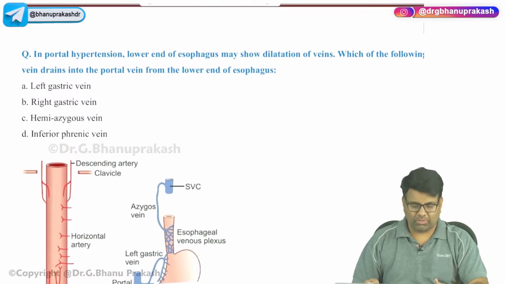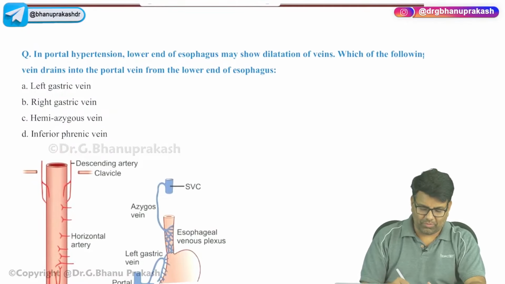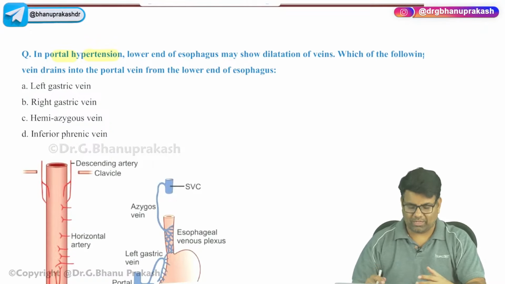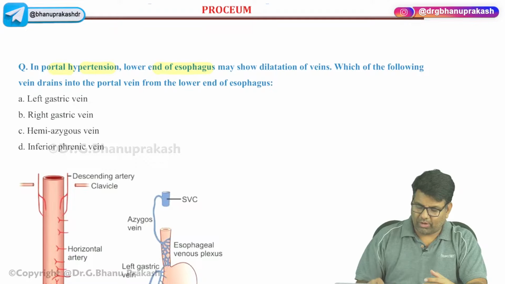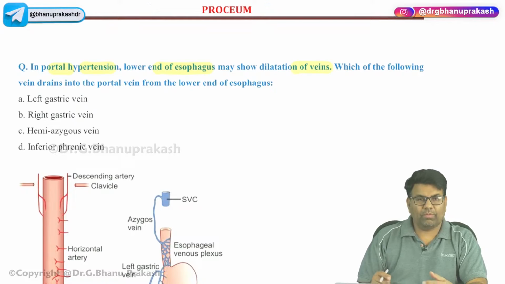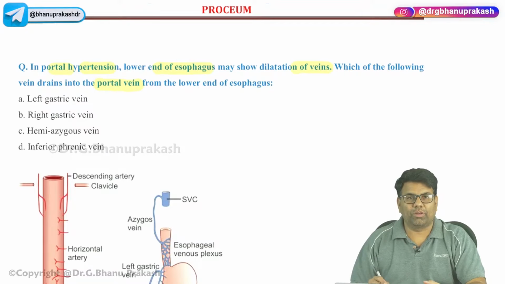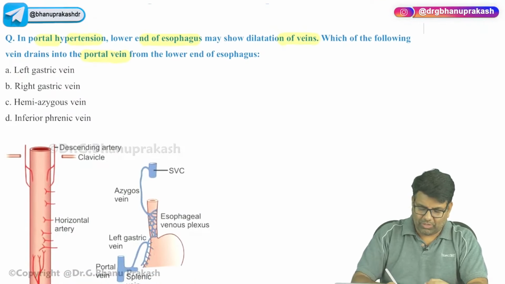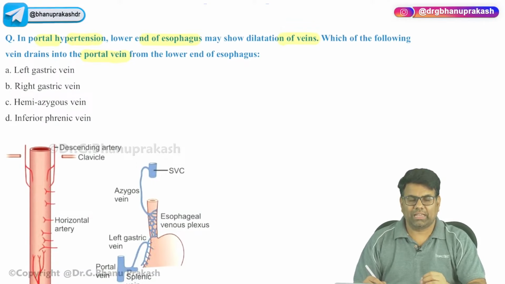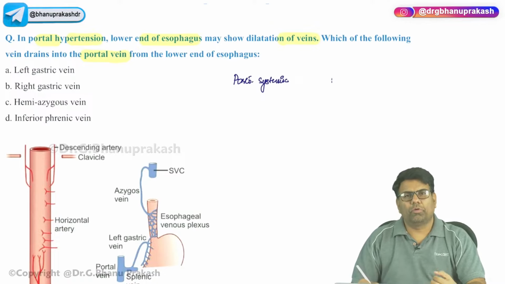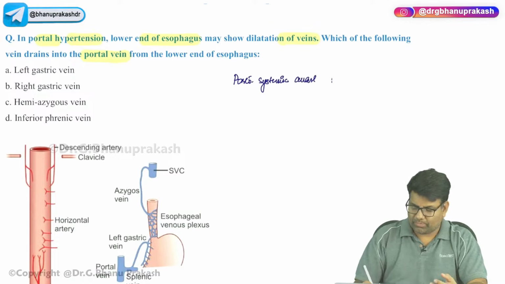And the very first question is about a clinical scenario of portal hypertension, in which we know that there is portal system anastomosis. So in the lower end of esophagus, there is dilatation of veins. So which vein is the one which is actually draining into the portal vein? For that, you need to know the concept of portosystemic anastomosis, or what you call portocaval anastomosis.